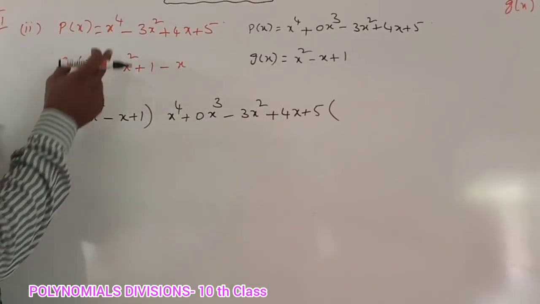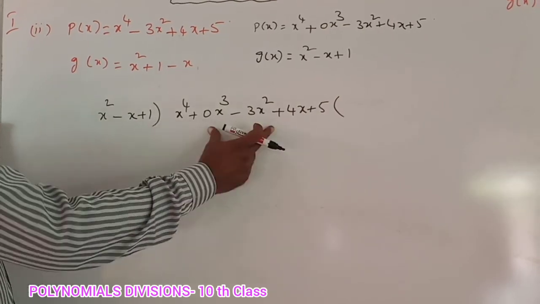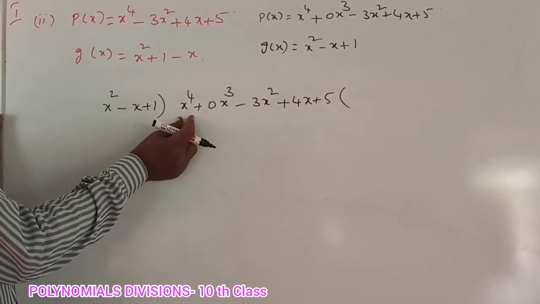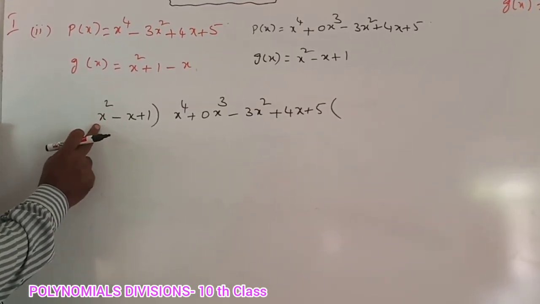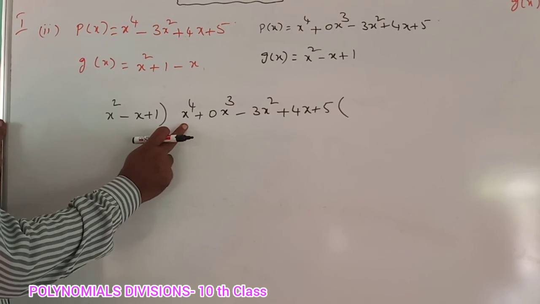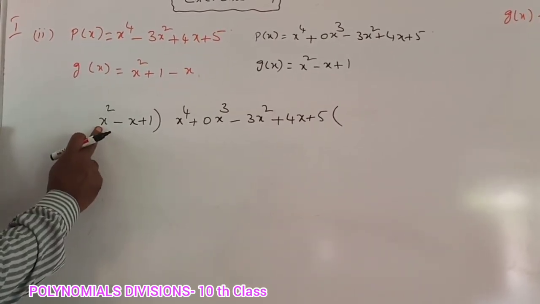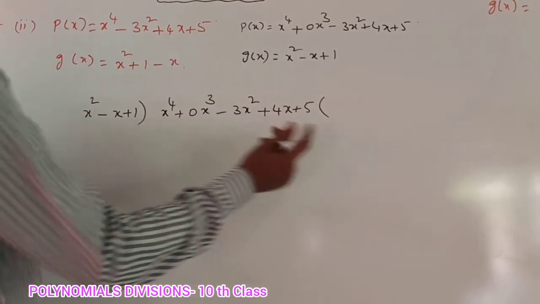Now P of x is divided by g of x. Here x to the power 4, and here x square. Which term multiplied by x square is equal to x to the power 4? x square into x square is equal to x to the power 4. Check once.